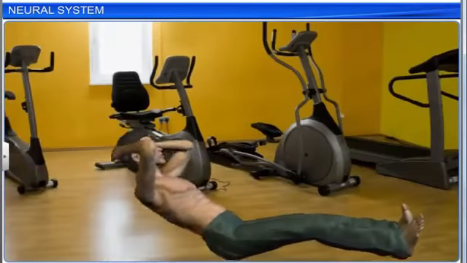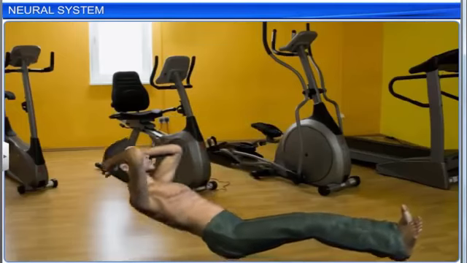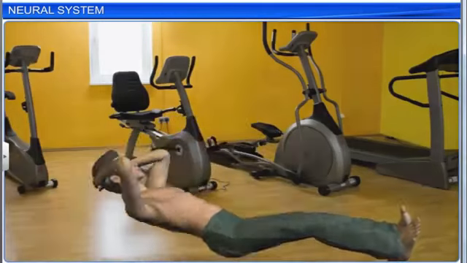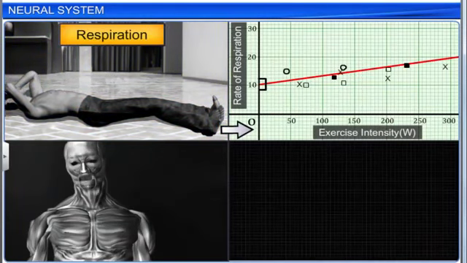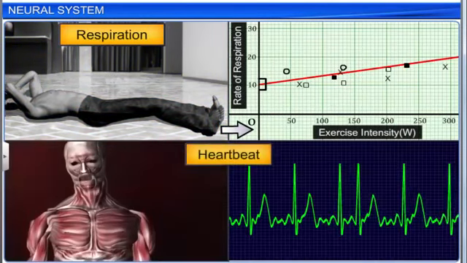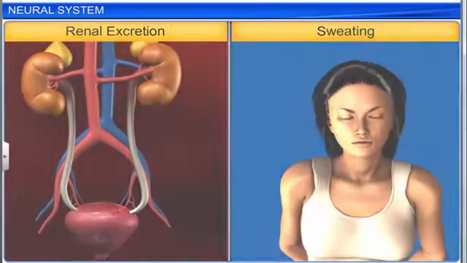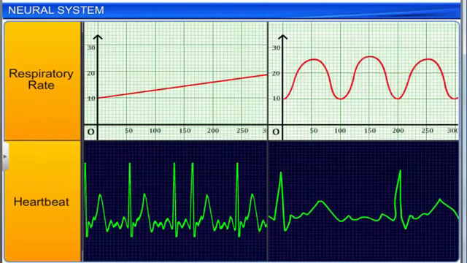For example, during physical exercise, the body demands more energy in the form of increased oxygen and nutrients supply to the muscles. The body achieves this by an increased rate of respiration, which increases the heartbeat and blood flow to the muscles. This is also accompanied by the expulsion of wastes through renal excretion and sweating in order to regulate body temperature. The activities of all the organs return to normal when physical exercise comes to a stop.